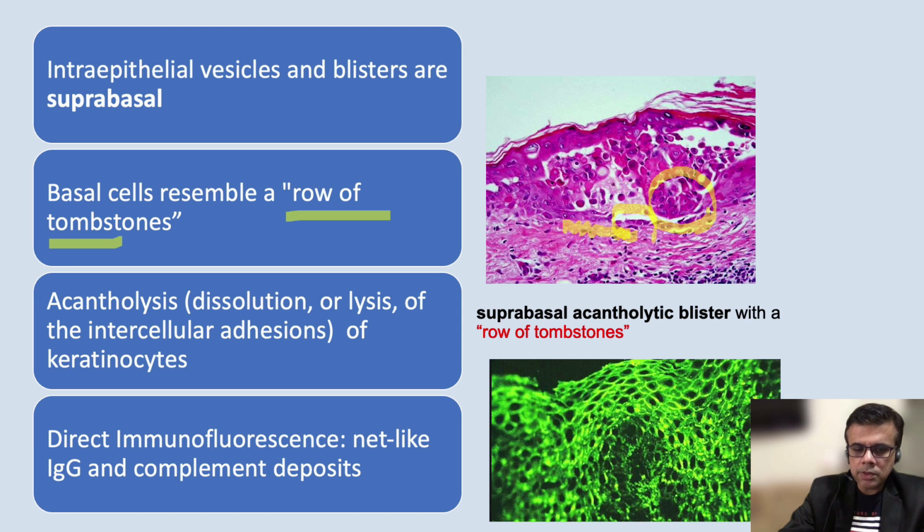In the DIF study, the direct immunofluorescence test, we are able to see net-like deposits of IgG and complement. This diffuse distribution is what we call a net-like distribution, and we can specifically detect IgG and C3 complement. Most commonly it is IgG. Very rarely we can also get an IgA type of Pemphigus vulgaris.